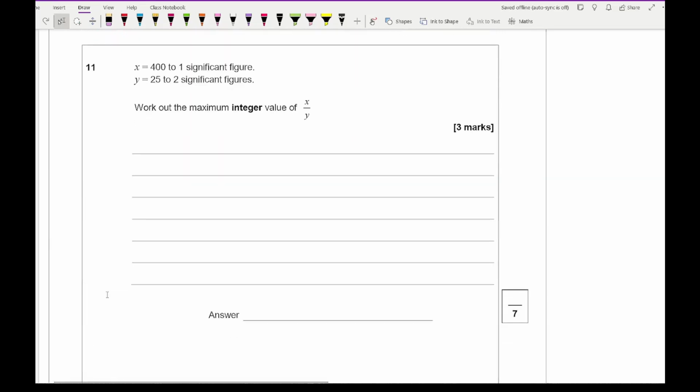Then moving on to our last question, it says that x equals 400 to 1 sig fig and y equals 25 to 2 significant figures. Work out the maximum integer value of x over y. So for these particular questions, you always want to state the upper and lower bound. So for x, the bound is going to be to 1 sig fig, which is nearest 100. So we divide that by 2, and it's going to be plus or minus 50. So x is going to be 350 to 450.